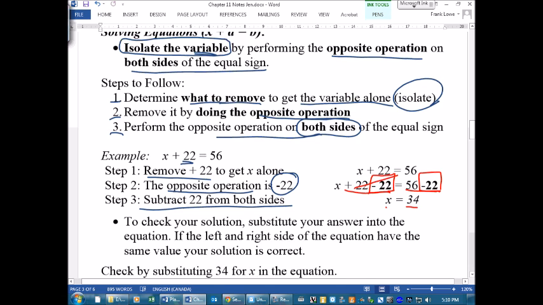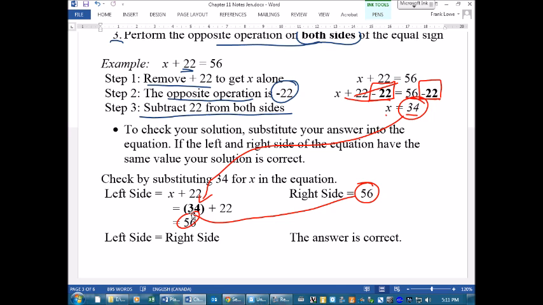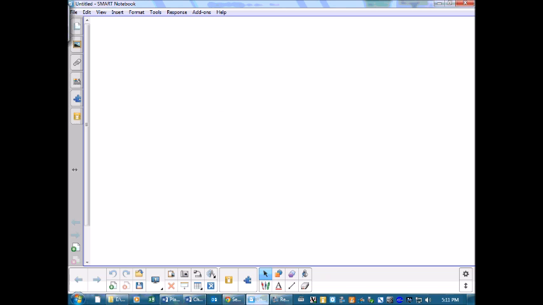Now, right here, it kind of shows you how you can check to see if your answer is right. You'd actually take the 34 and plug it right in to the question, right? 34 plus 22 equals 56. And it's 56 on both sides, so that means you're correct. Anyways, I'm not going to emphasize that. What I do want to do is show you a couple of examples.